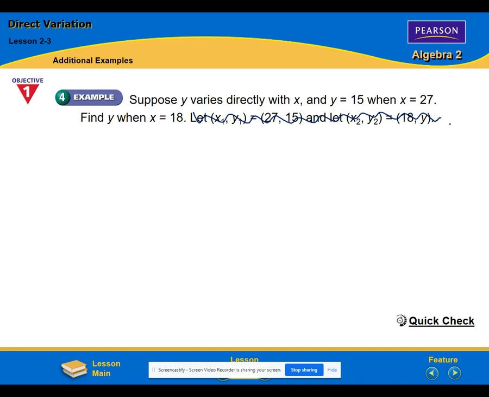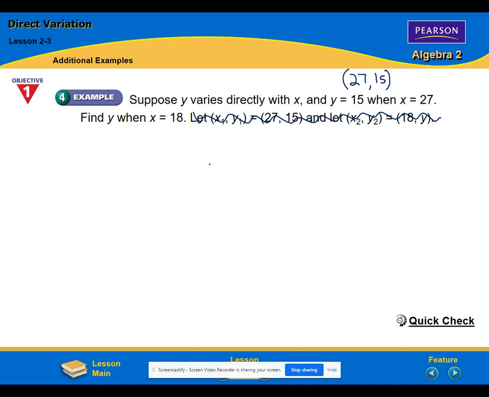First things first, when they use this language, y equals 15 when x equals 27, you've got to think ordered pair. This is 27 comma 15. When y equals 15, x equals 27, that's an ordered pair, 27 comma 15.